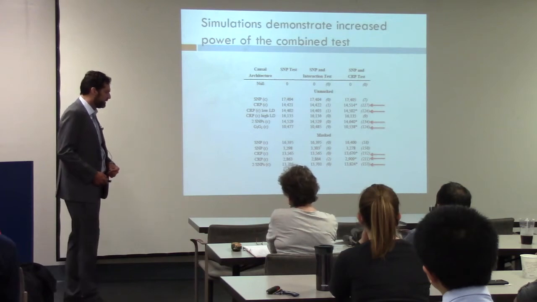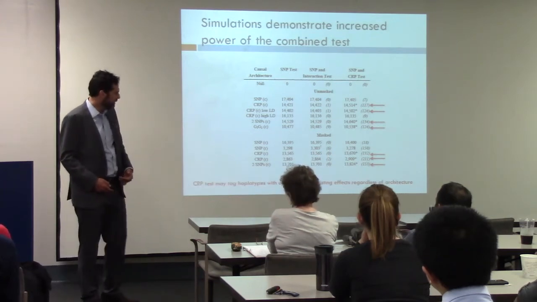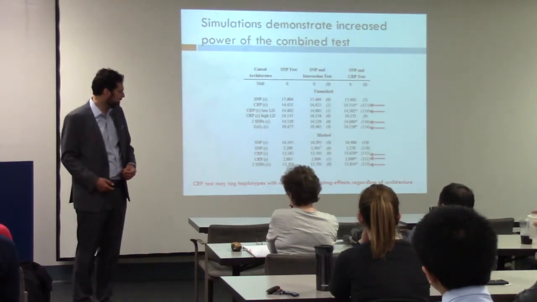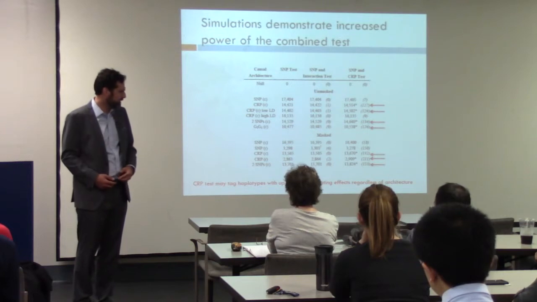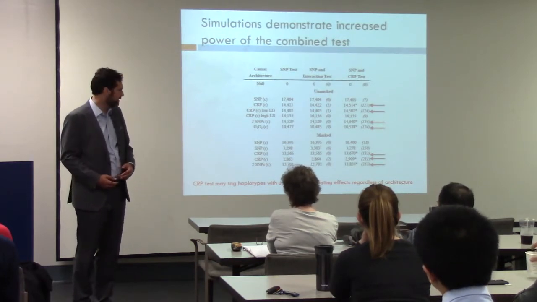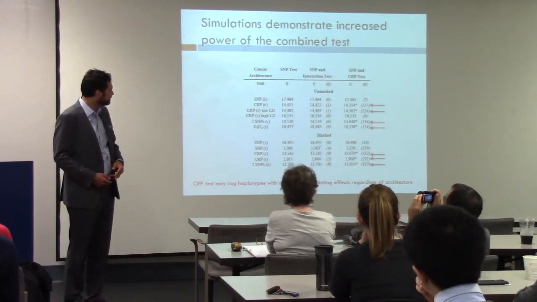So what this is really telling us is that our method isn't necessarily just picking up on CRPs, but it's actually going to be picking up on any causal architectures where there's an up or down regulating effect due to any possible more complex architecture than just a single causal SNP.